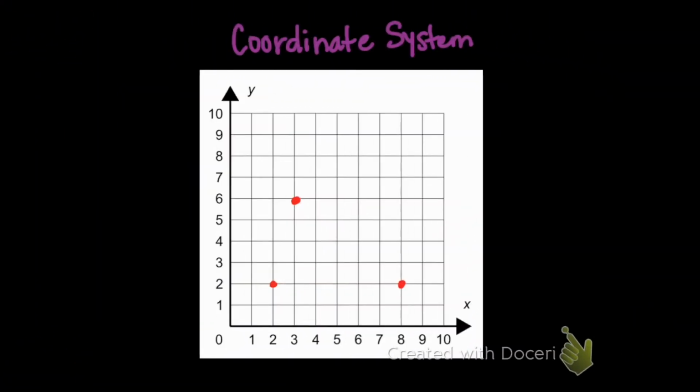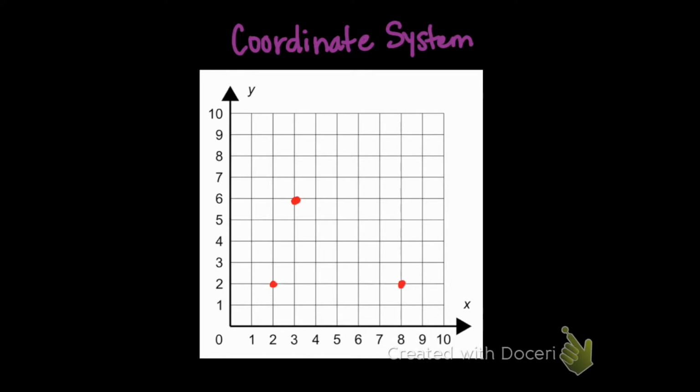Coordinate system all revolves around finding the location of a point, a person, a place, something in space. I'm not talking about outer space. I'm talking about blank space. So in order to find an accurate location of something, we want to apply two number lines that are intersecting in a grid. Now there's a couple things I want to help you describe a coordinate system with.